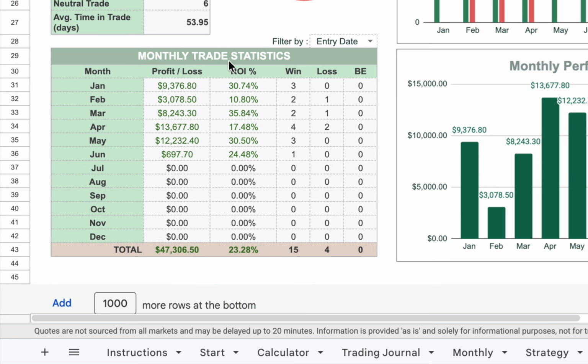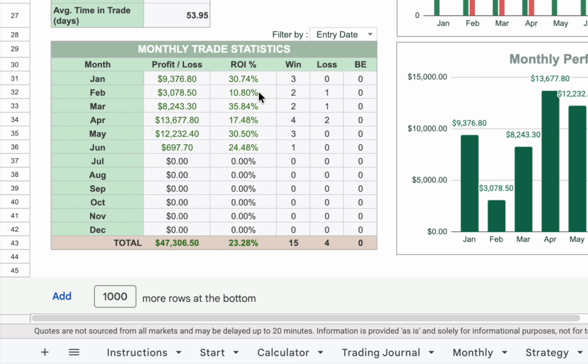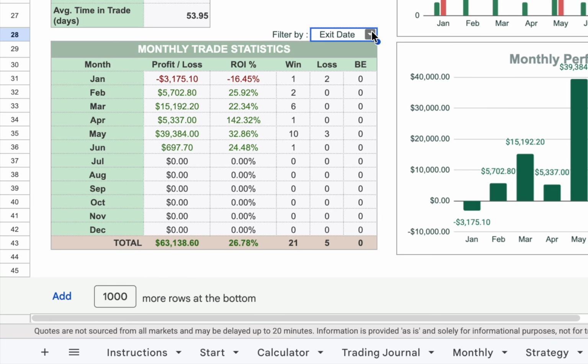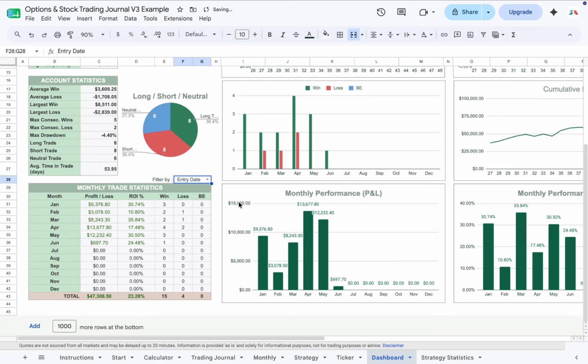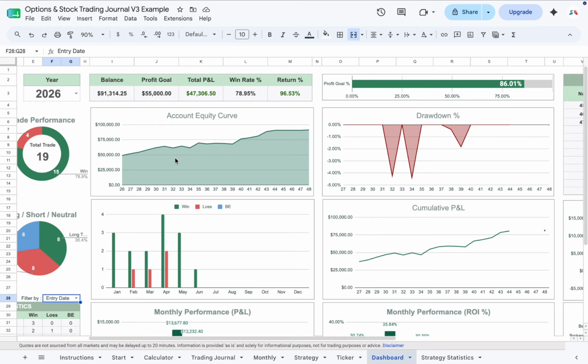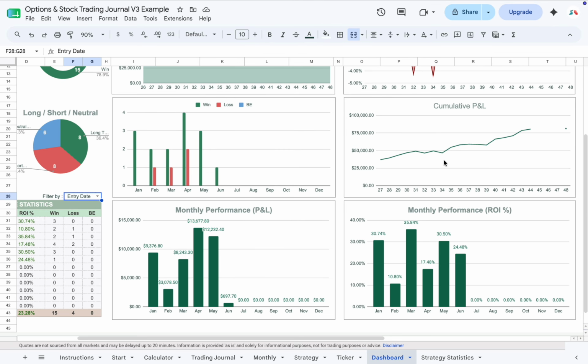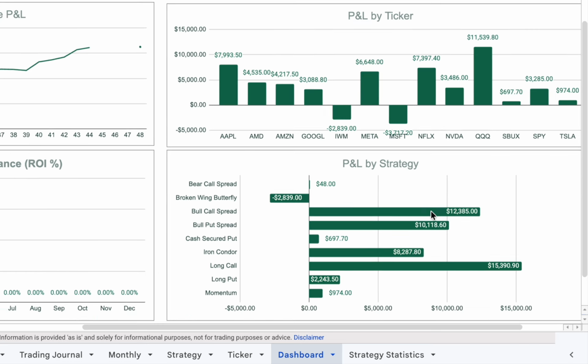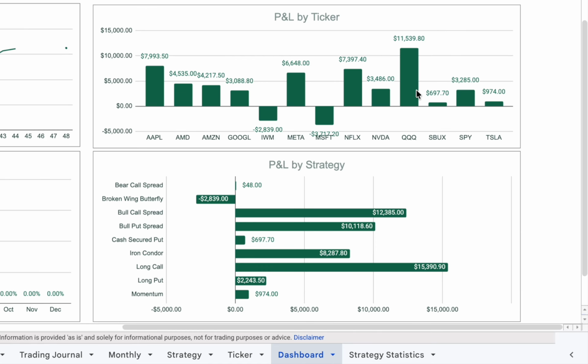The monthly statistic tables provide a detailed breakdown of your performance throughout the year. For each month, you will see profit and loss, ROI percentage, and number of win, loss, and break-even trades. You can switch between entry date and exit date analysis depending on your preference. The charts provide visual insights into your trading activities including trade performance, account equity growth, drawdown history, monthly PNL, ROI, PNL by strategy, and PNL by ticker. This visualization makes it easy to identify trends, strengths, weaknesses, and opportunities for improvement.